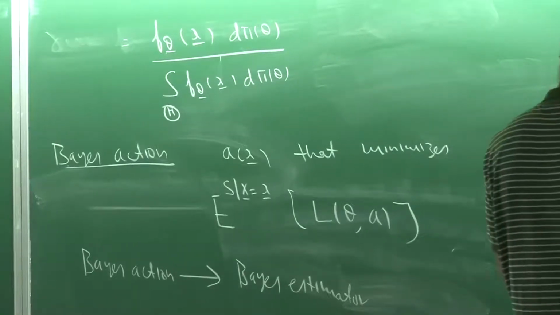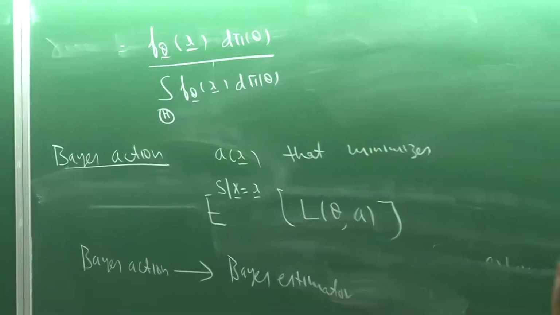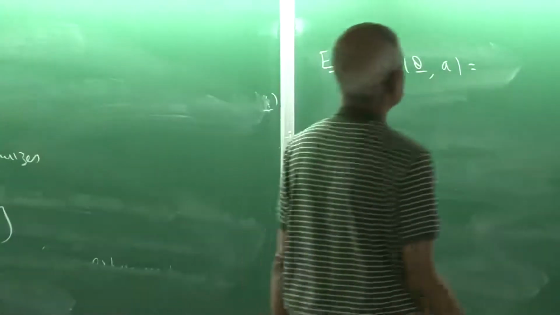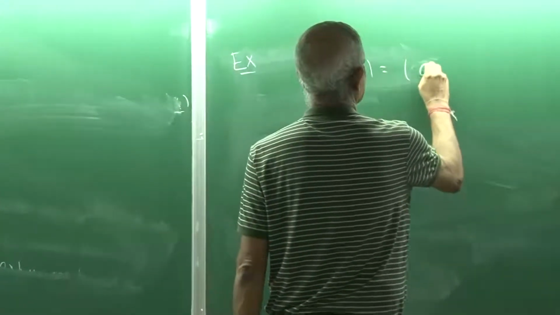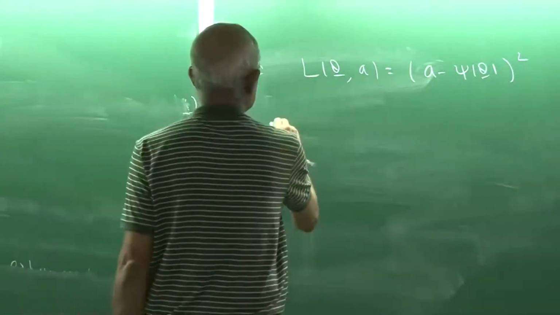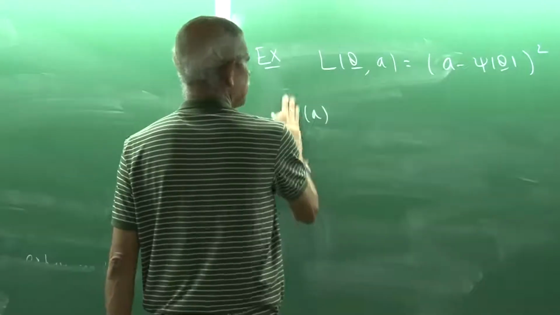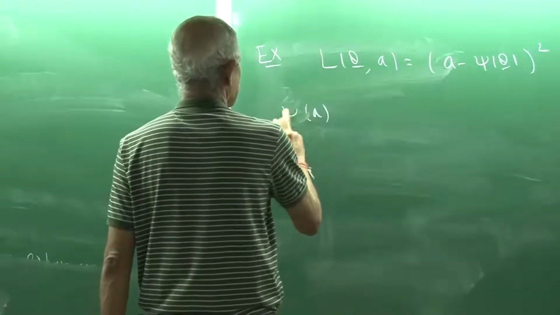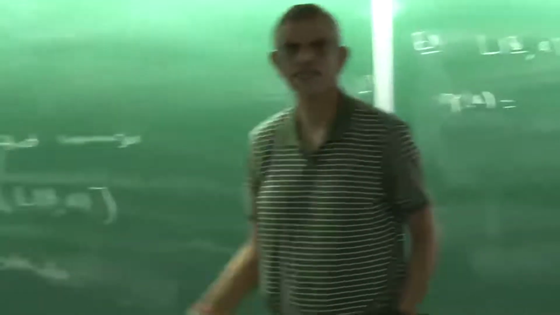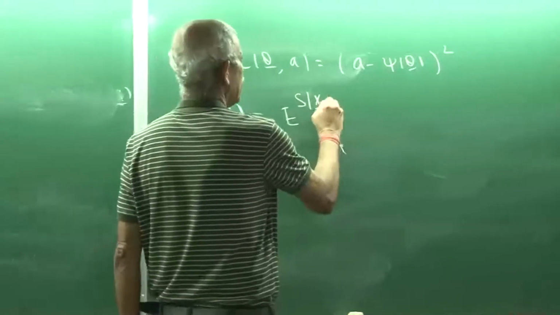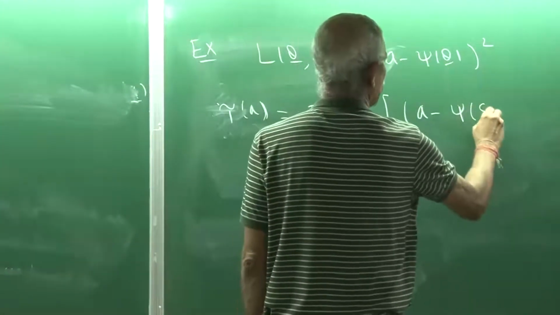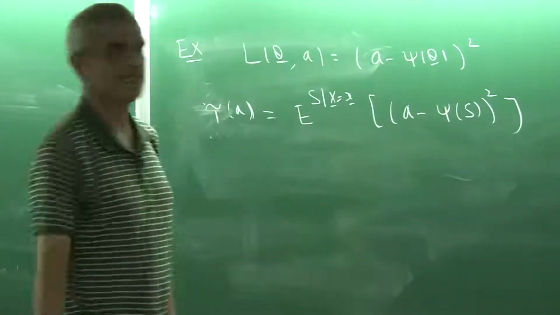So let us consider the first example. L(theta, A) is nothing but, let us say, (A minus psi(theta)) whole square. So let me try to minimize, let me call this tau of A, which is nothing but the posterior loss. That is what I have to minimize, which is nothing but the expected value, given X equal to x, of (A minus psi) whole square. In place of theta, you now have S, because theta is the realization of S.